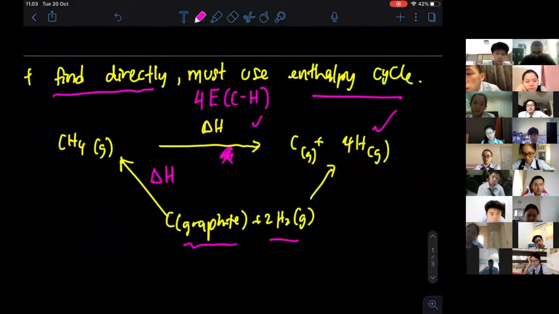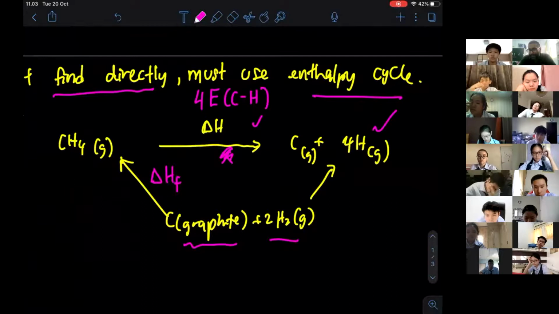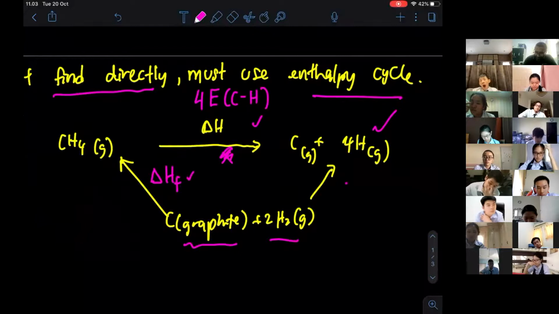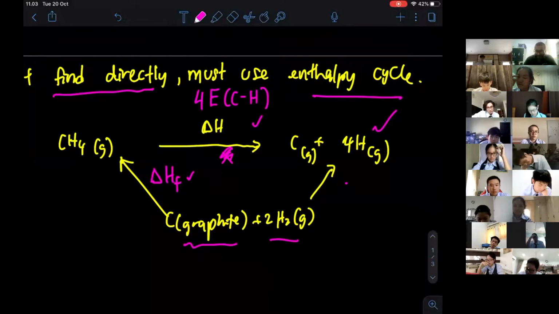You are forming 1 mole of CH4 from its elements under standard state. This is the enthalpy change of formation of methane. If you have this value, let's see what this other value is. Graphite, which is solid carbon, and 2 moles of hydrogen gas change into carbon in gas and 4 moles of hydrogen atoms. What is this?